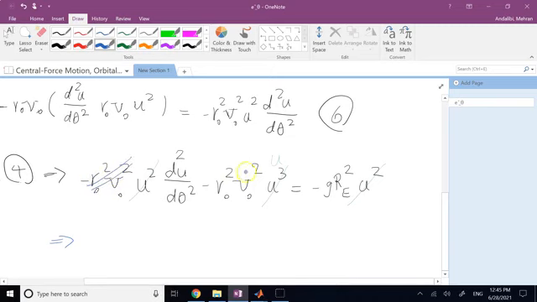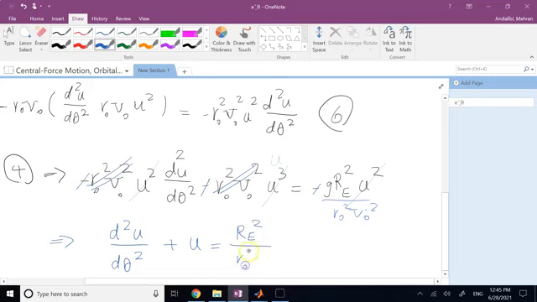So if I do that, this one is going to go away, this one is going to go away, and then it is going to appear on this side. Even I can get rid of the negative if I want. So the negatives go. And then I will get second derivative of u with respect to theta, plus u is equal to r e squared over r naught squared v naught squared. And guess what? Times g, of course.